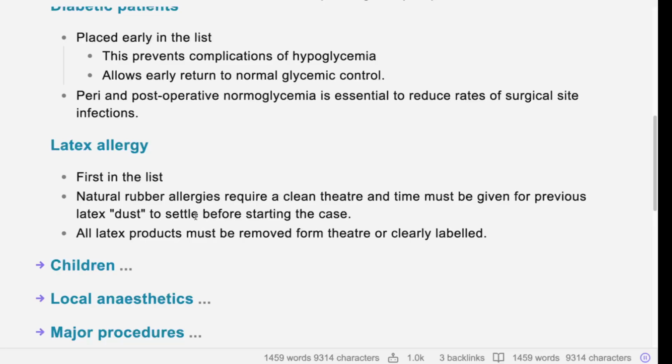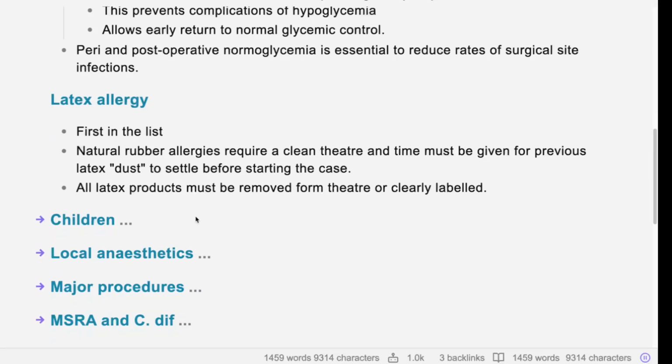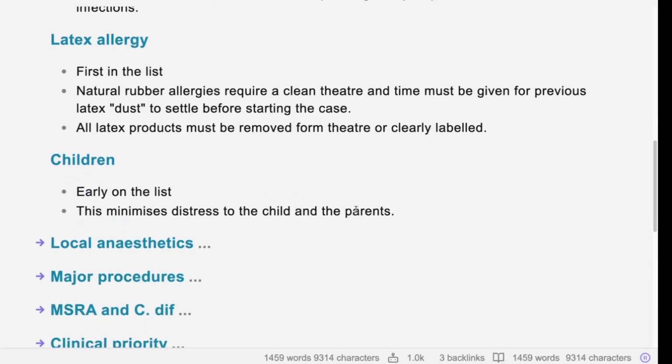Children as well need to be prioritized on the list, to be first on the list. The reason they need to be prioritized is that it will give some reassurance to the family, and also will minimize the stress for the children.